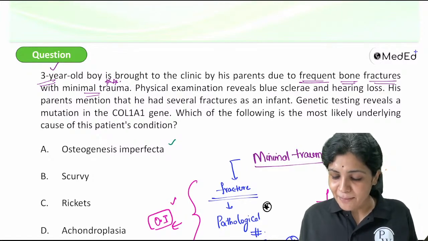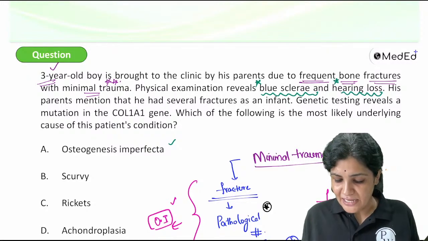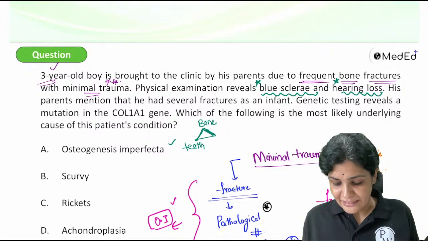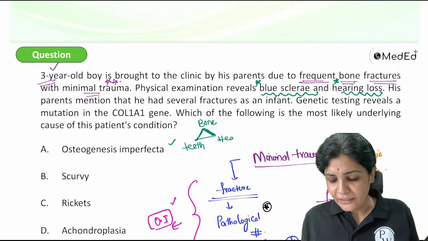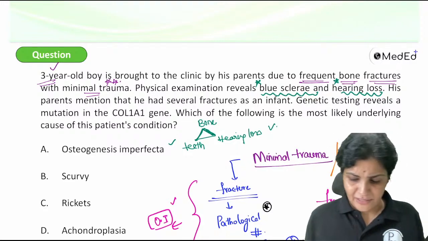So one such example is blue sclera and hearing loss. Osteogenesis imperfecta is a triad, where you see first there will be fractures, one related to bone, and then dentinogenesis imperfecta, that is teeth, and then there will be hearing loss. So this is a triad which you usually see in osteogenesis imperfecta, right?